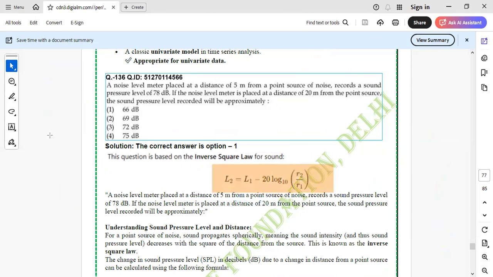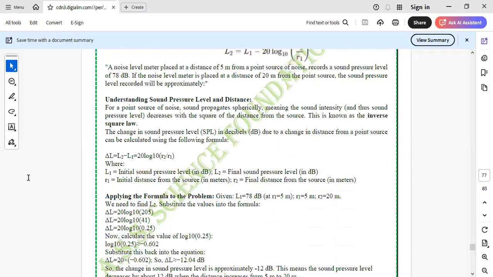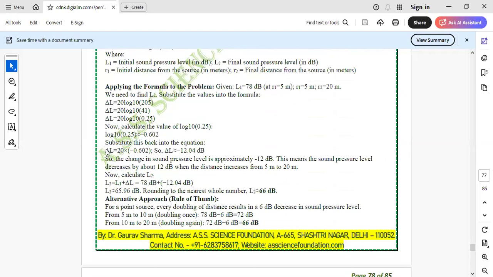Other people also can solve it by this point source and line source. For point source, whenever you double the distance, there is a 6 dB decrease for each doubling of distance, right? For line source, a 3 dB decrease for each doubling of distance. So you can solve that way also. Same thing we have explained here, like how it comes to 66. For point source, every doubling of distance is 6 dB, right? So from 5 to 10, it will become 72. From 10 to 20, it will become 66. And if it would have been a line source, then it will be 3 dB. This is for those people who are not good at applying the numericals.